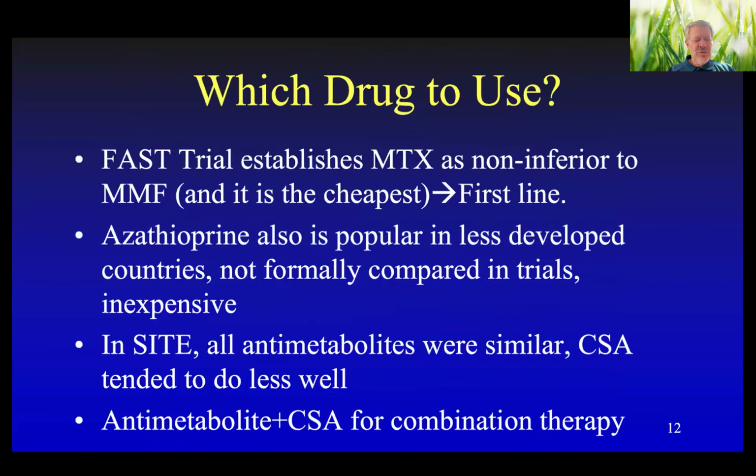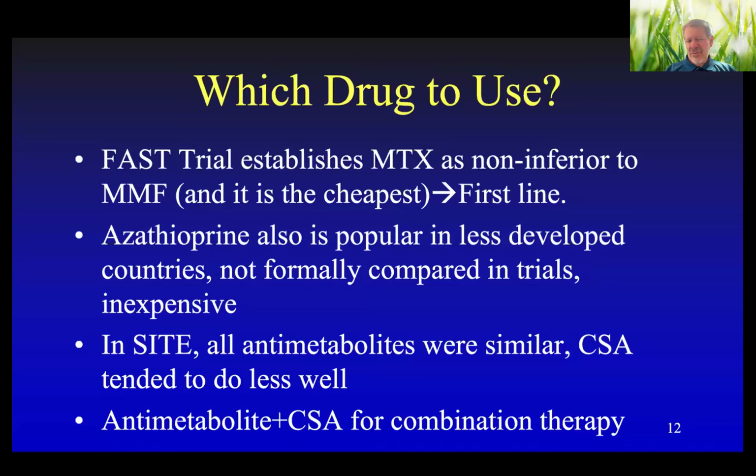So which one should we use? The FAST trial, that Nisha Acharya was the PI of, she did some questionnaire of the American Uveitis Society, and methotrexate and mycophenolate were the 2 most popular drugs. And so she and her colleagues from all over the world compared methotrexate and mycophenolate in a randomized clinical trial, and methotrexate was proven to be non-inferior, and a few more words about that later. It's also cheaper than mycophenolate.